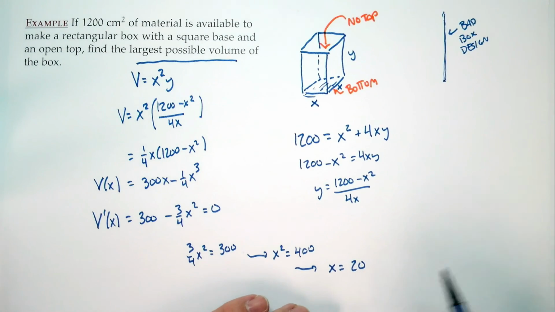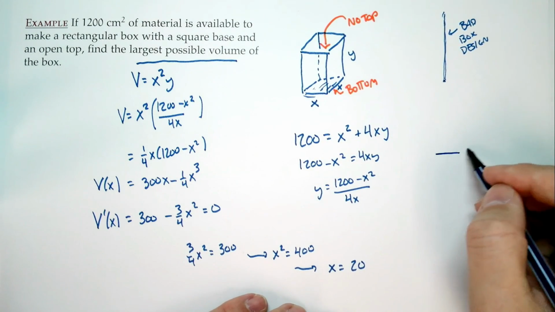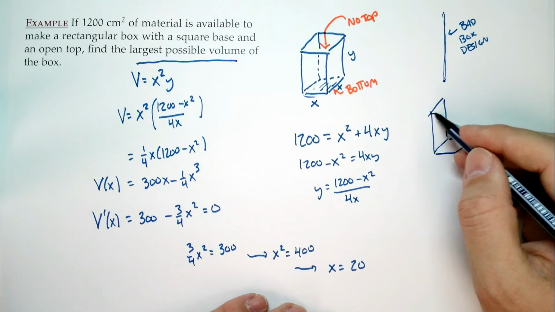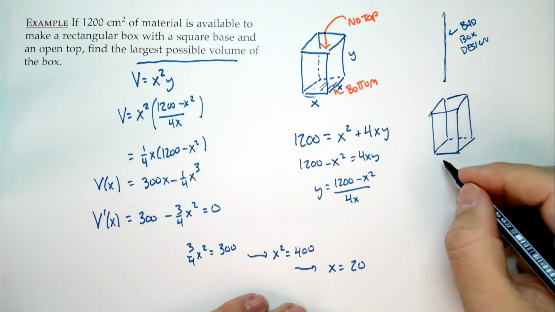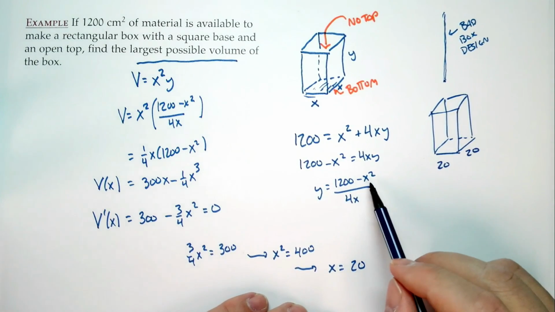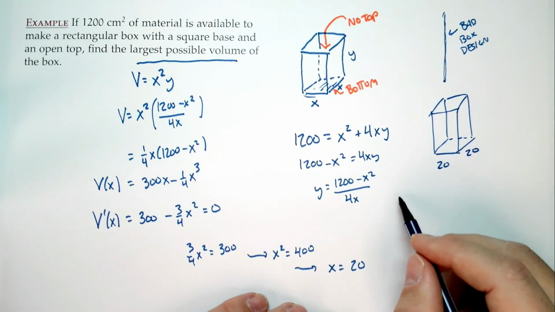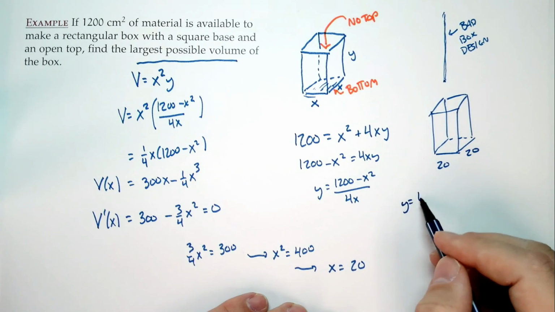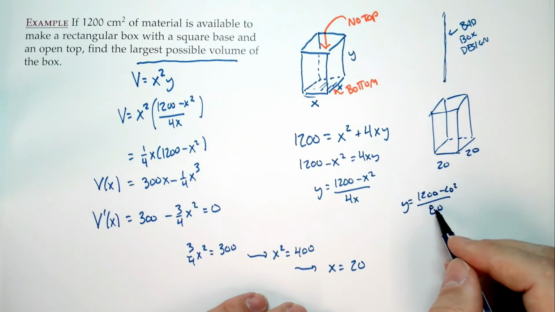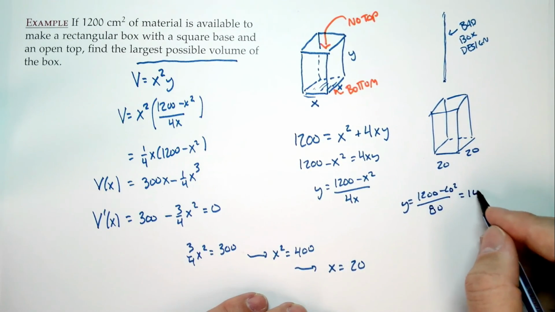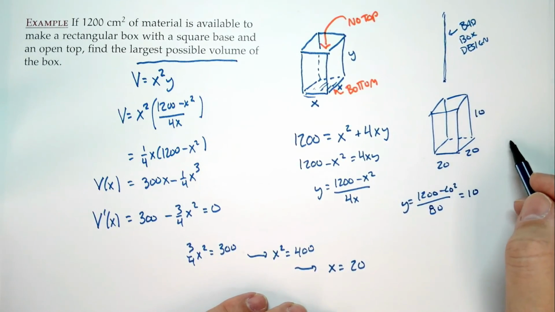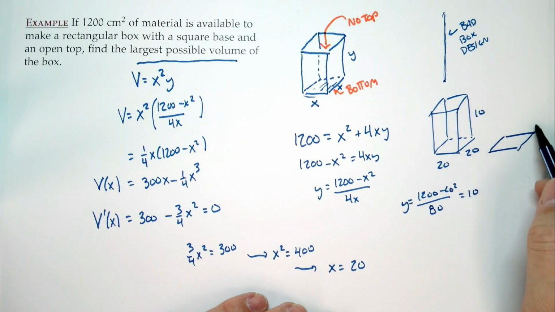Now let's just sort of check to see if this is reasonable. That would say that our box that we're constructing should be what? Well, it should be 20 by 20 by what? 1200 minus 20 squared. That's 1200 minus 400 would be 800. Okay. Then we're going to divide that by 80. And 800 divided by 80 is 10. So 20 by 20 by 10. So in fact, that's the wrong picture. It really is more sort of flat.